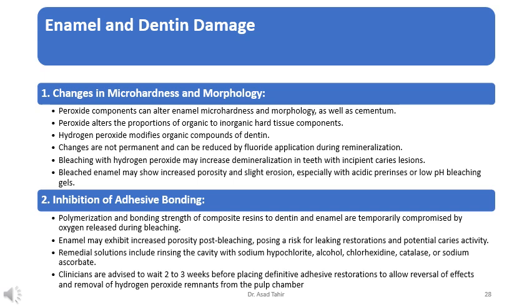2. Inhibition of adhesive bonding. Polymerization and bonding strength of composite resins to dentin and enamel are temporarily compromised by oxygen released during bleaching. Enamel may exhibit increased porosity post-bleaching, posing a risk for leaking restorations and potential caries activity.